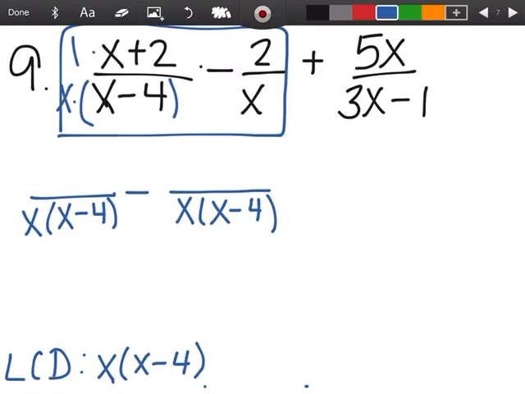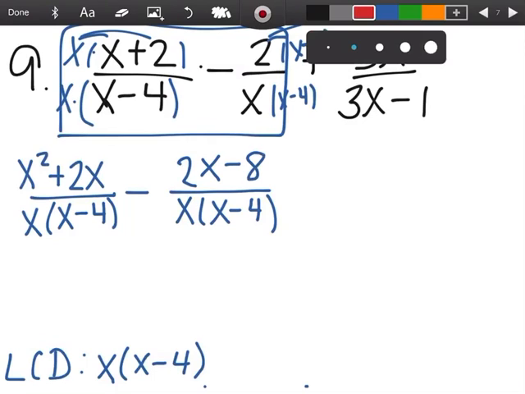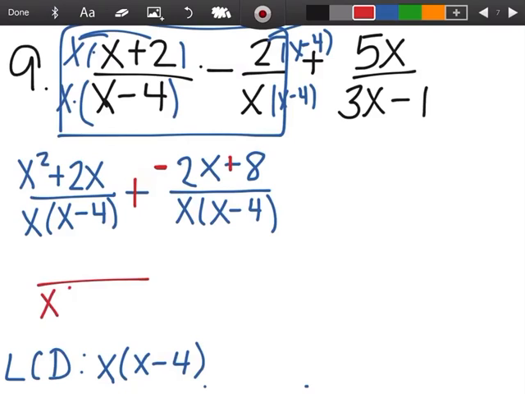So what is the first fraction missing? An x. So I am going to distribute the x to both terms. So that's x squared plus 2x. And then what is the second term missing? It's missing the quantity x minus 4. So I distribute that and get 2x minus 8. So when it comes to combining like terms, you are welcome to just make sure that you subtract the 2x and subtract the negative 8, or you can change this to an addition problem and make it a negative 2x and a positive 8. So the denominator is x times x minus 4, and then x squared, 2x minus 2x is nothing, and then plus 8.